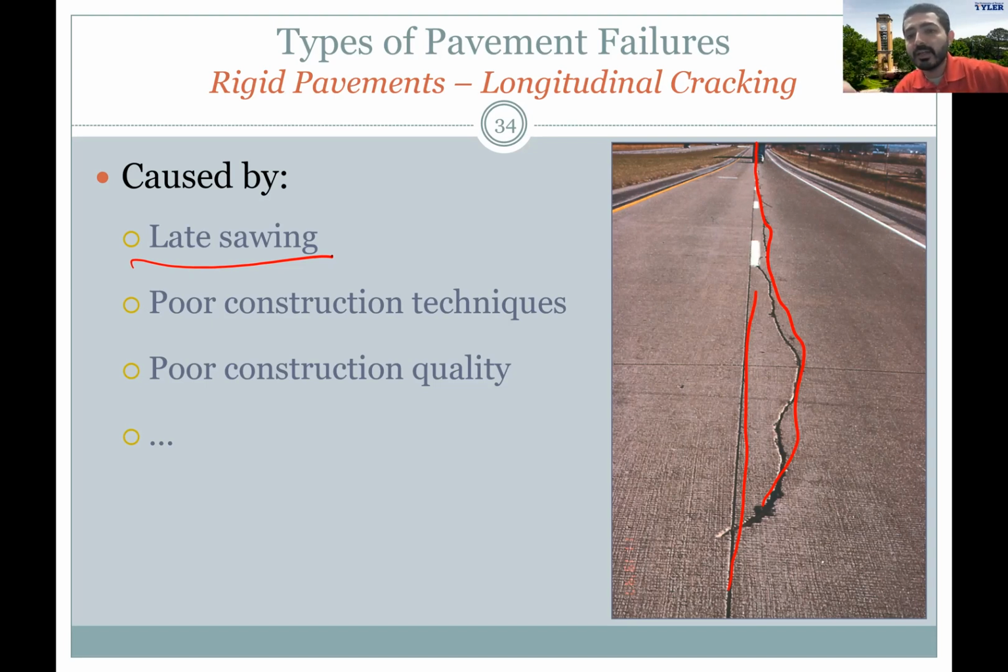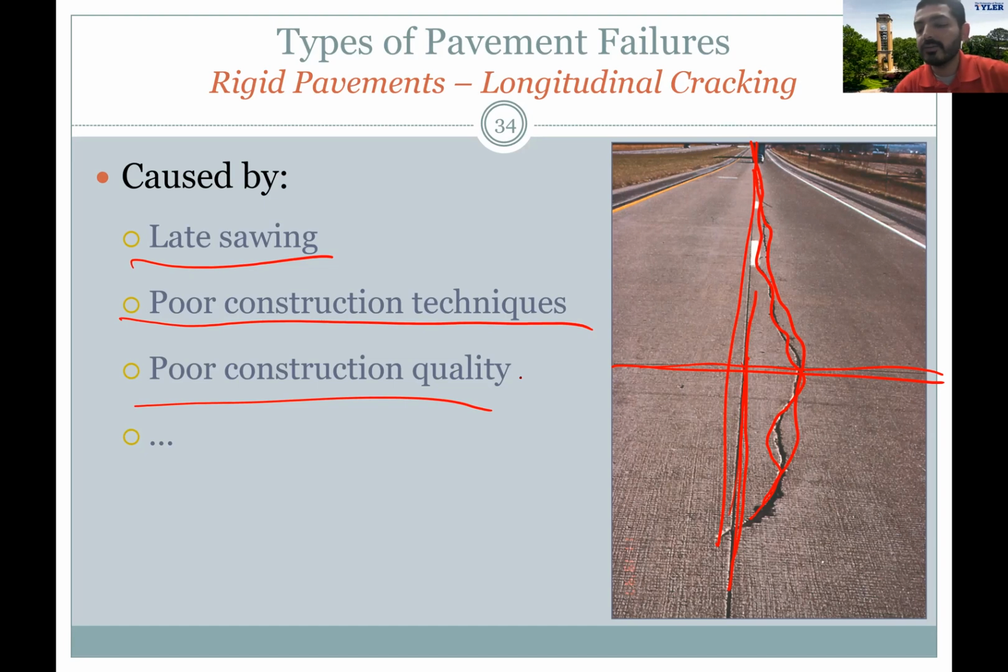if the contractor is taking a long period of time to come back to the location and do the saw cuts, like what I told you before, the concrete is gonna start to crack by itself. It doesn't need much time, somewhere between 24 to 48 hours. If the contractor doesn't come and apply the joints, the pavement is gonna start to crack by itself. So late sawing or any poor construction technique or poor construction quality is gonna end up causing a longitudinal crack.